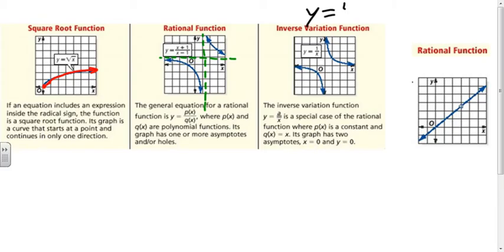Now, inverse variation is something we looked at before. That's where y equals k over x. Inverse variation is going to be a special kind of rational function where our top value, our top polynomial, the numerator, is actually a constant. So instead of being like x plus 2 or x squared minus 3, it would just be a value, say 2 or 1. In those cases, we would have an inverse variation function. Again, still having those asymptotes on there.